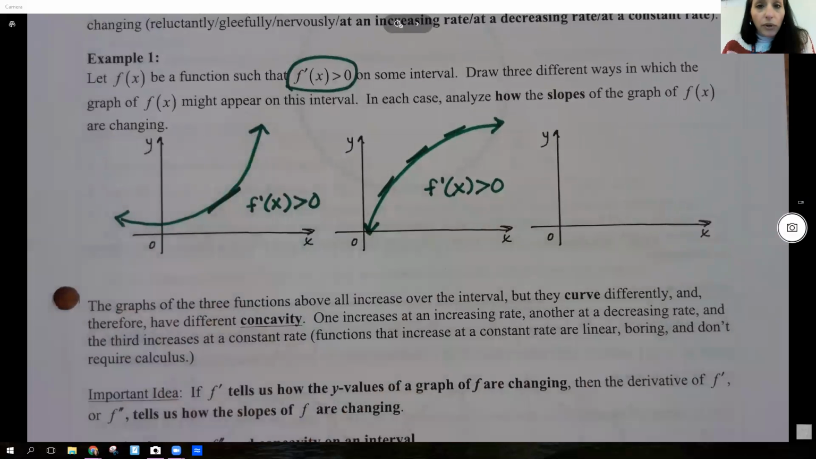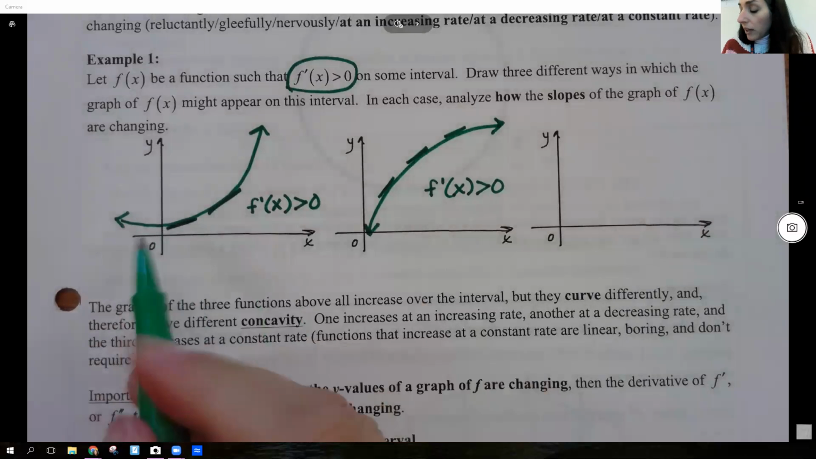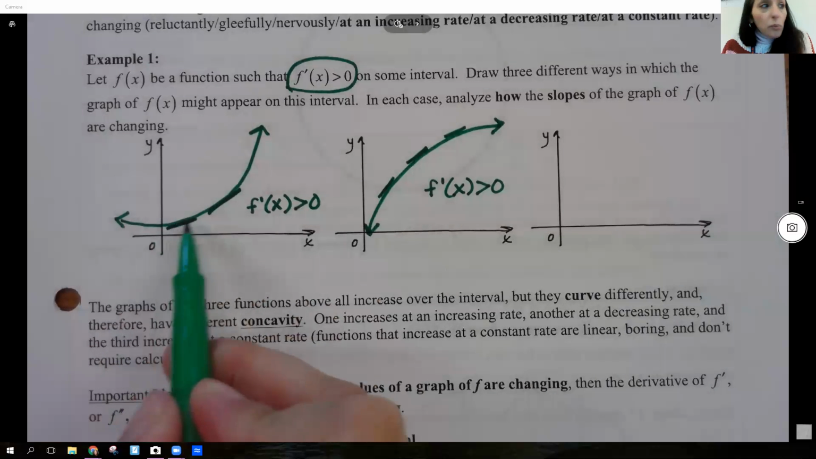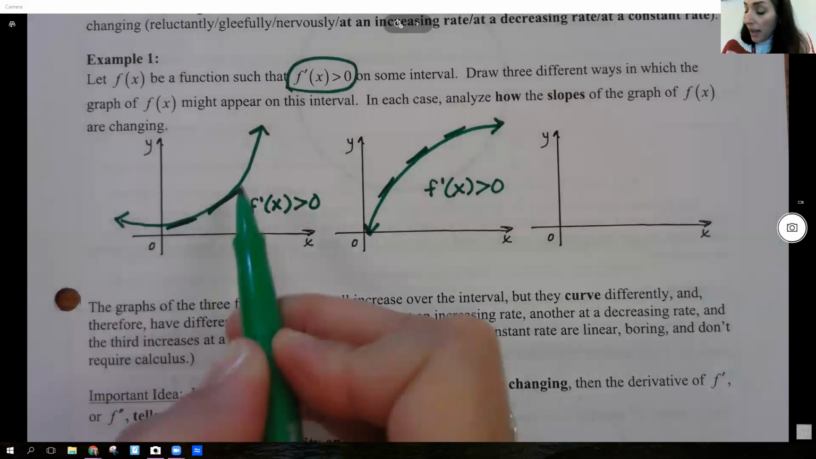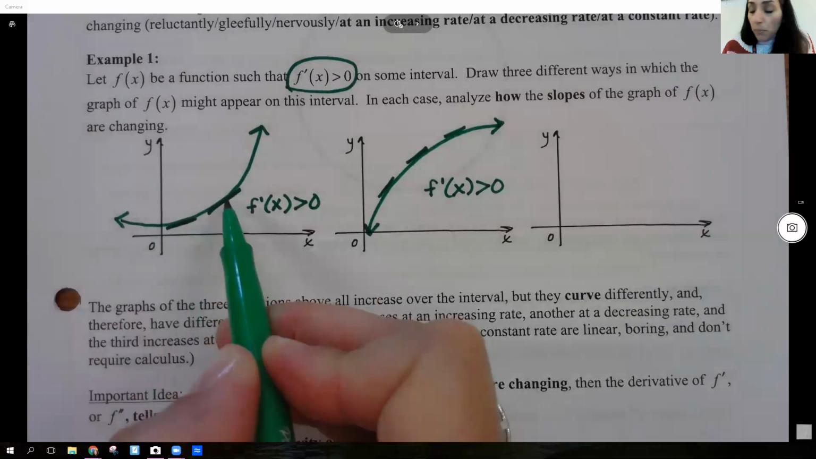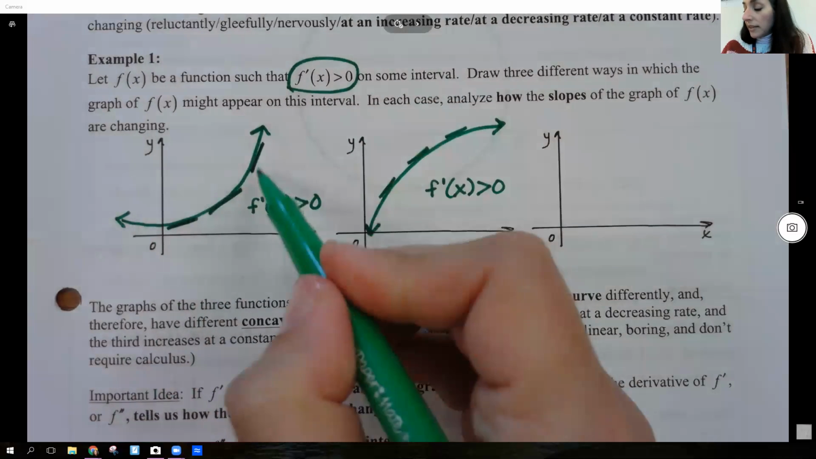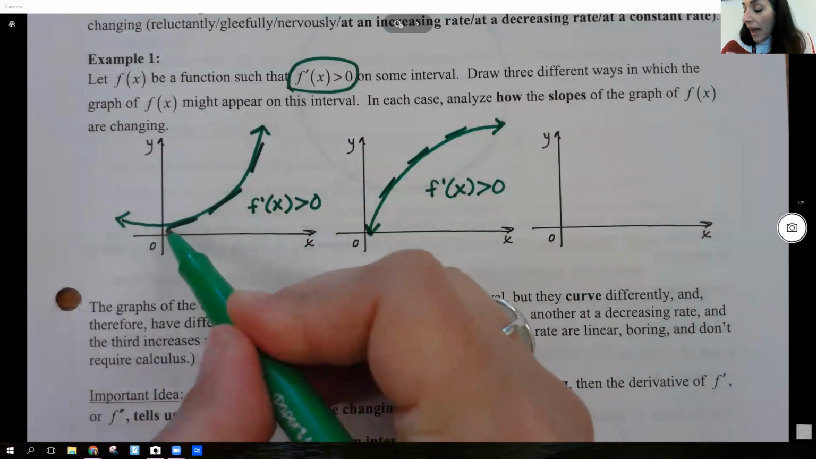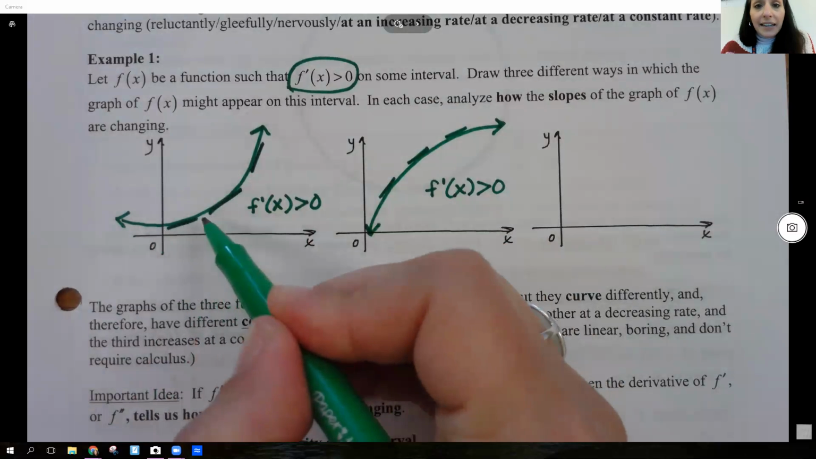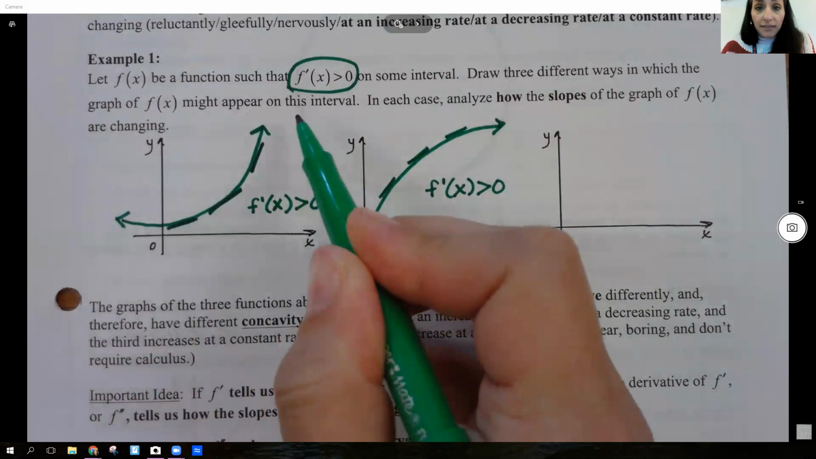So just to reiterate what I was talking about earlier, notice right here on this graph, the slope of that tangent line is positive. It's not as steep as this tangent line, but it's still positive. This one's definitely steeper. Right here, this is even steeper than both of those. So this graph is increasing at a rapid or fast rate.